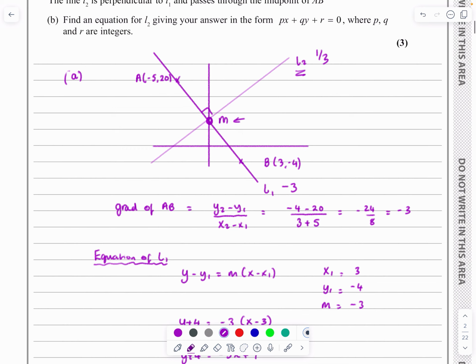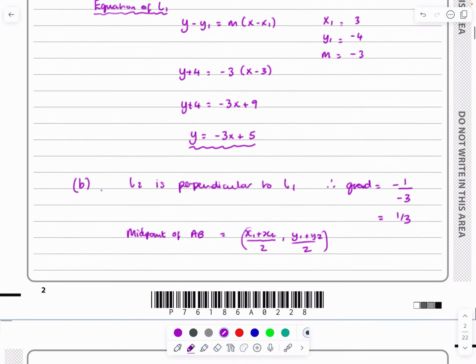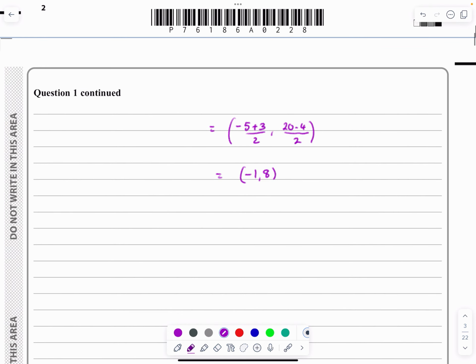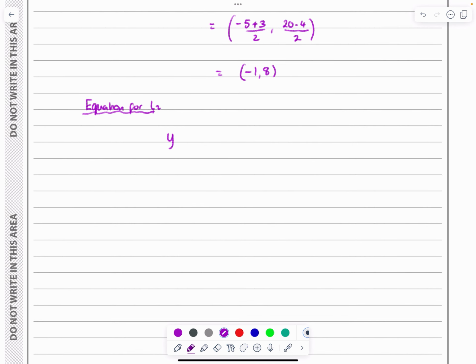Yeah, I wasn't far off with it, I had it on the axis, but my graph is not accurate. It's not meant to be accurate. Minus 1, 8 isn't miles away from where it should be. I want to now work out the equation for L2. So the equation for L2, I'm going to do this exactly the same way as I did the equation for L1. I'm going to use y minus y1 equals m(x minus x1).